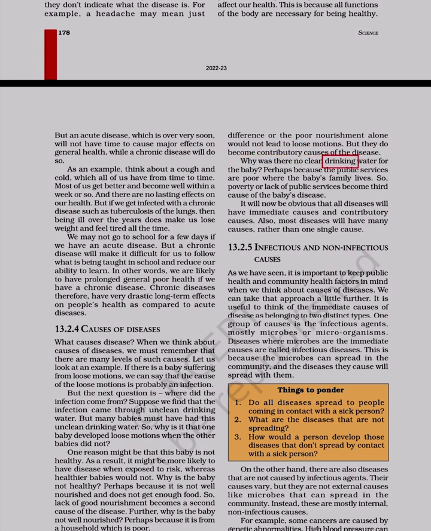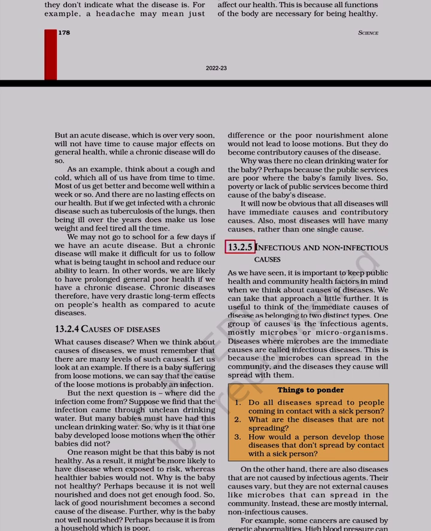Why was there no clean drinking water for the baby? Perhaps because the public services are poor where the baby's family lives. So, poverty or lack of public services become a third cause of the baby's disease. It will now be obvious that all diseases will have immediate causes and contributory causes. Also, most diseases will have many causes, rather than one single cause.